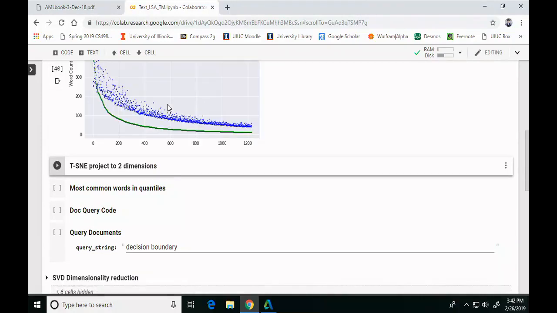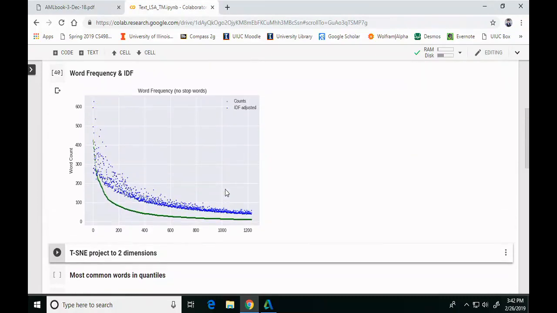Then we talked about doing IDF. So first thing I did is I looked at the word frequencies. This is very much what you would expect. The green line is the word frequencies, and these are just ordered by the number of occurrences. You can see it's a very long tail distribution, meaning there's a lot at the front, and then the tail gets down to just a couple references.